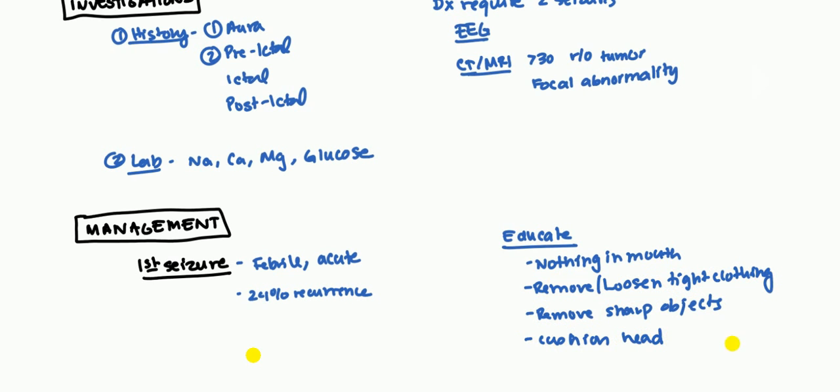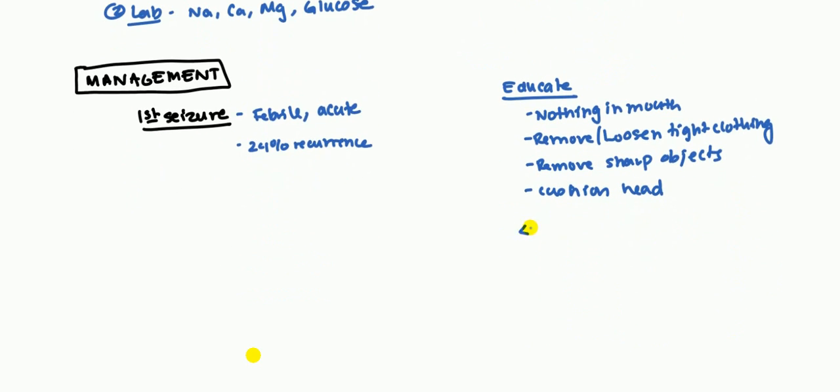Now, if the whole incident lasts less than 5 minutes, then do nothing. Just kind of tell them it's not a big deal. Just go to a neurologist and get it taken care of. However, if it lasts greater than 5 minutes, you do want to give them rectal diazepam, especially if it's a child, and you want to go to ER.